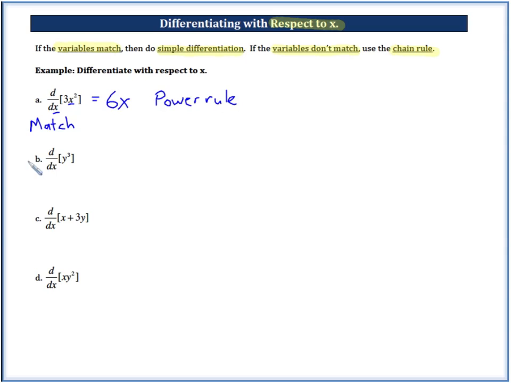In our next example, we have the derivative with respect to x of y cubed. We're going to assume that y is some function of x, but notice now that our variables don't match.